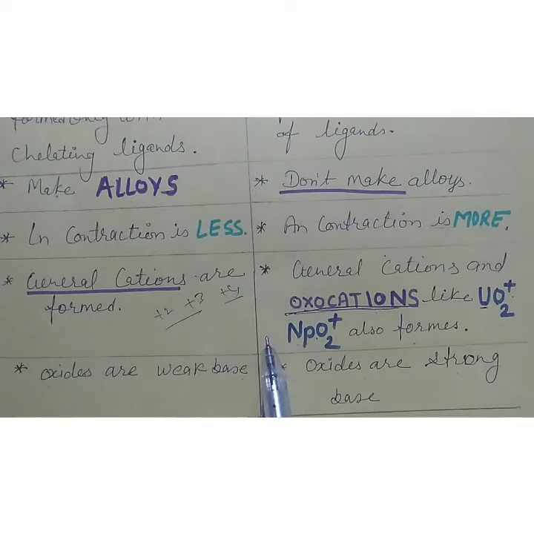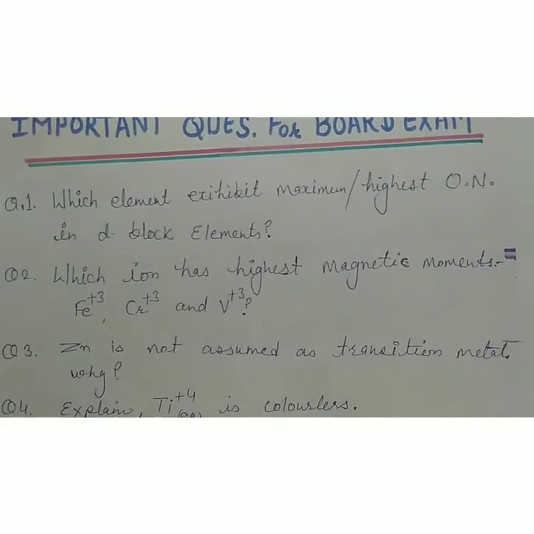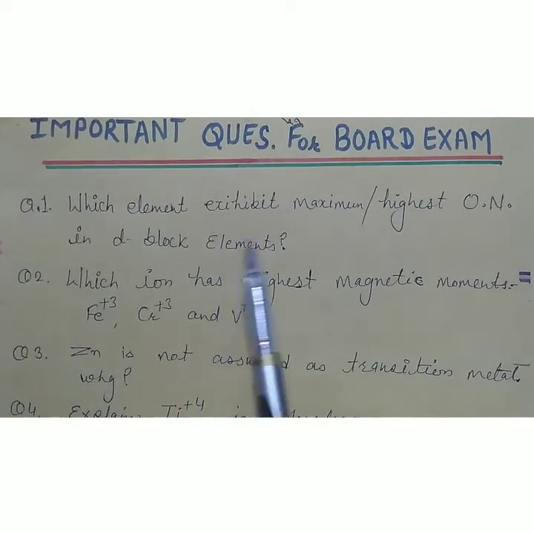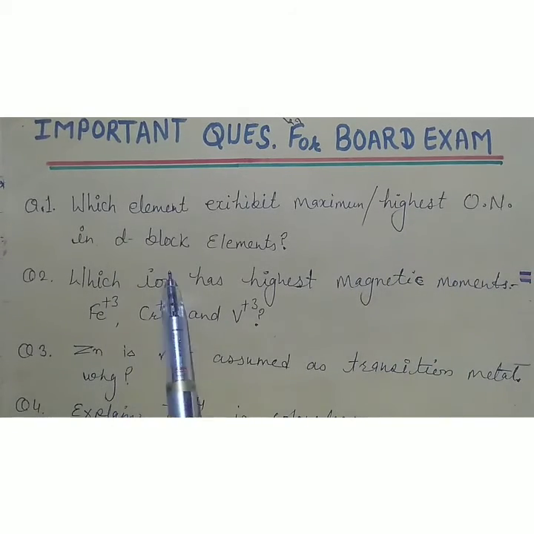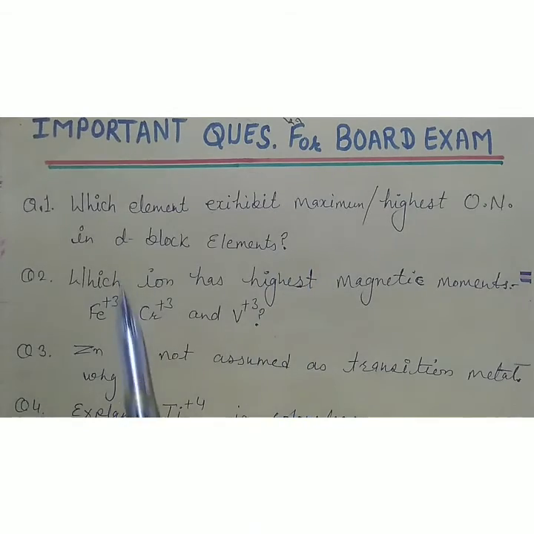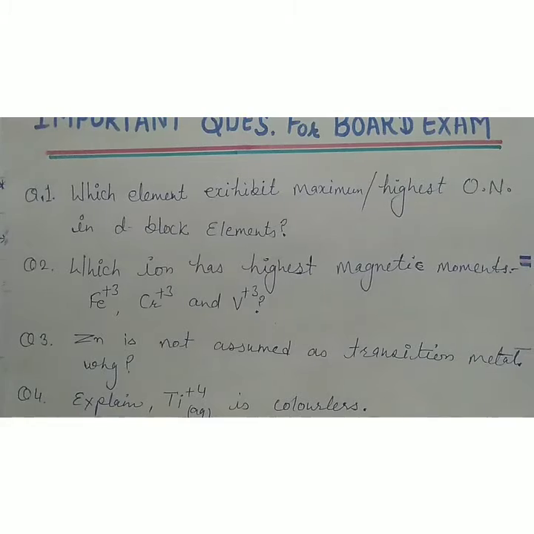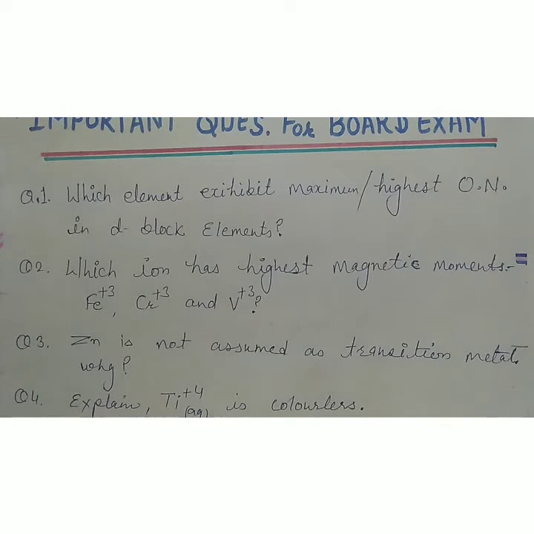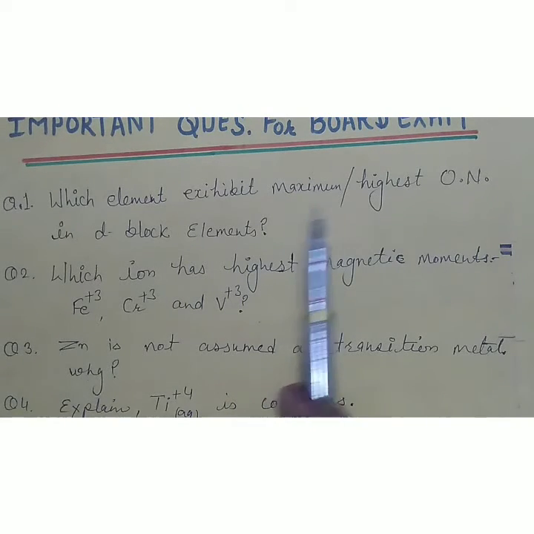Now we will discuss some important questions of board exams. Question number 1. Which element exhibits the highest oxidation number in D block elements? These questions are from complete D and F block elements, not from D block or F block alone. There are 25 questions. Which is the answer? See in videos or in your notes.